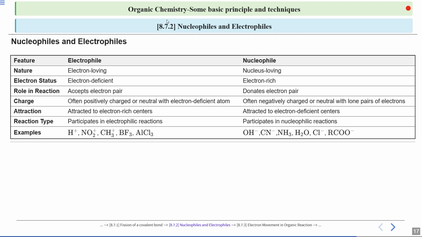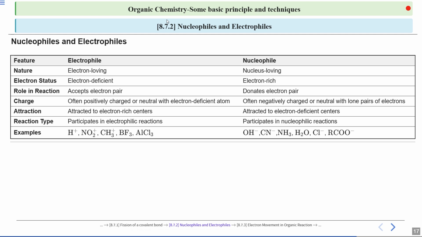Now, if it is electron loving, then what will it do? It will accept electrons from others, whereas your nucleus loving species will donate electrons to others because it is rich in electrons. Then what about the charge? Generally, it is seen that electrophiles have a positive charge. So if you ever see a positively charged species, the chance is that it will act as an electrophile. Similarly, if there is a negative charge on any species, it will act as a nucleophile.